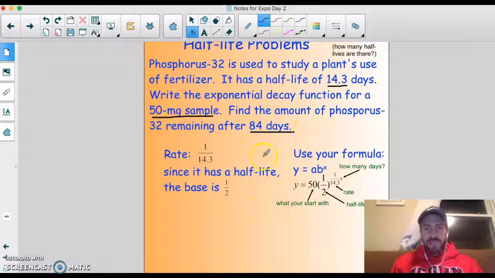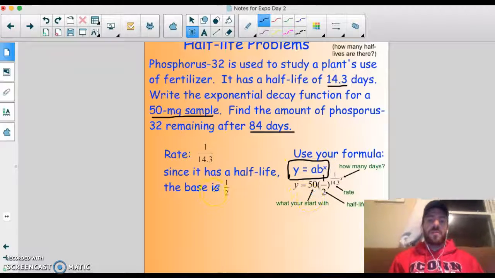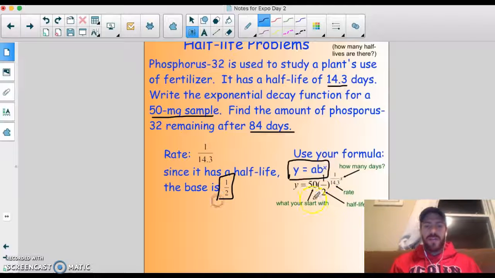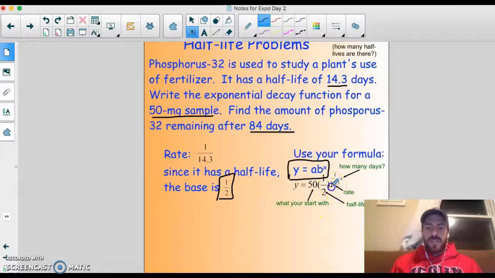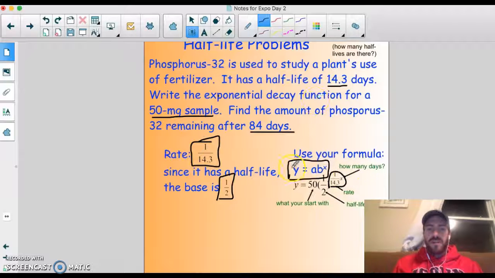But we want to look at 84 days. So we're using our same general form, a times b to the x, but now we have to plug in some stuff. So our base is always going to be a half when we're looking at half-life. Later we'll get into double life, and that'll be 2 for the base, but our half-life is always going to be half for the base. Our initial, how much of the sample we're starting with, goes in as our A, 50. This is the tricky part right here, our rate. Our rate is always 1 over the number of days times x. So how many days? 84. So you need to plug in 84 for x.